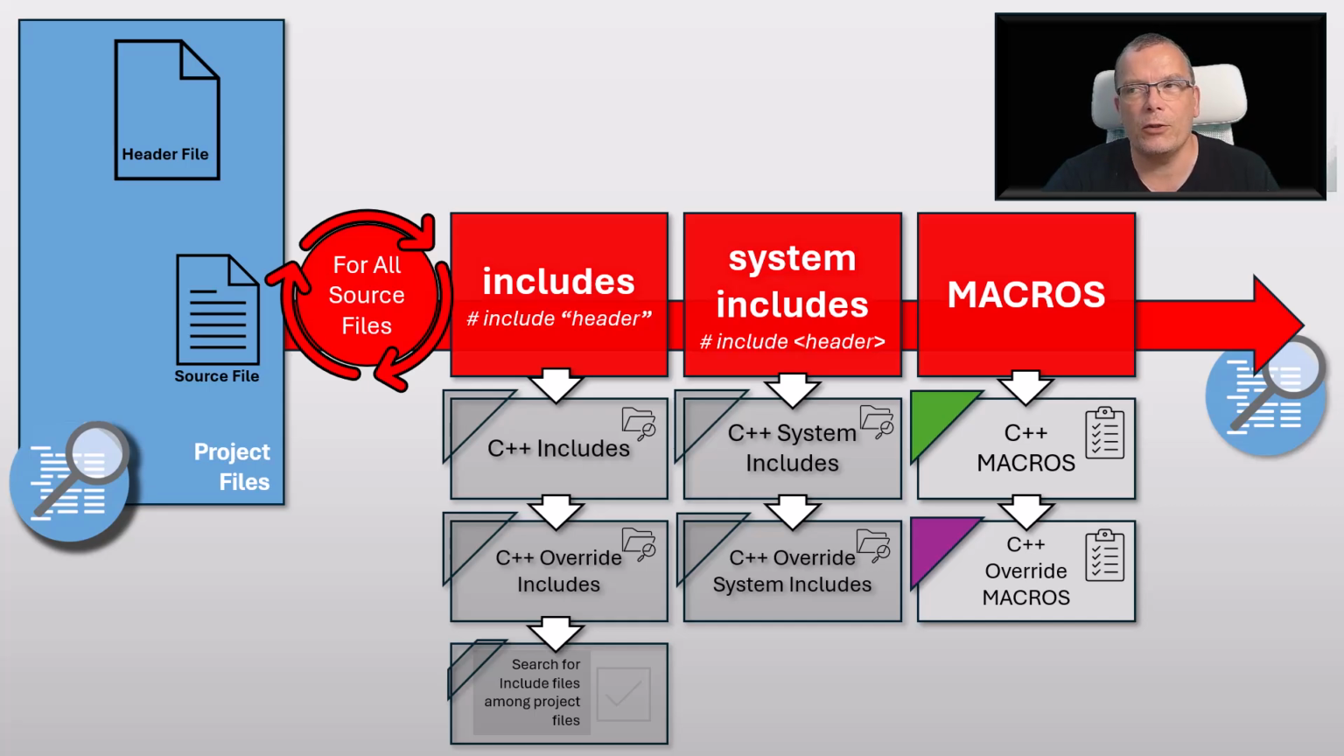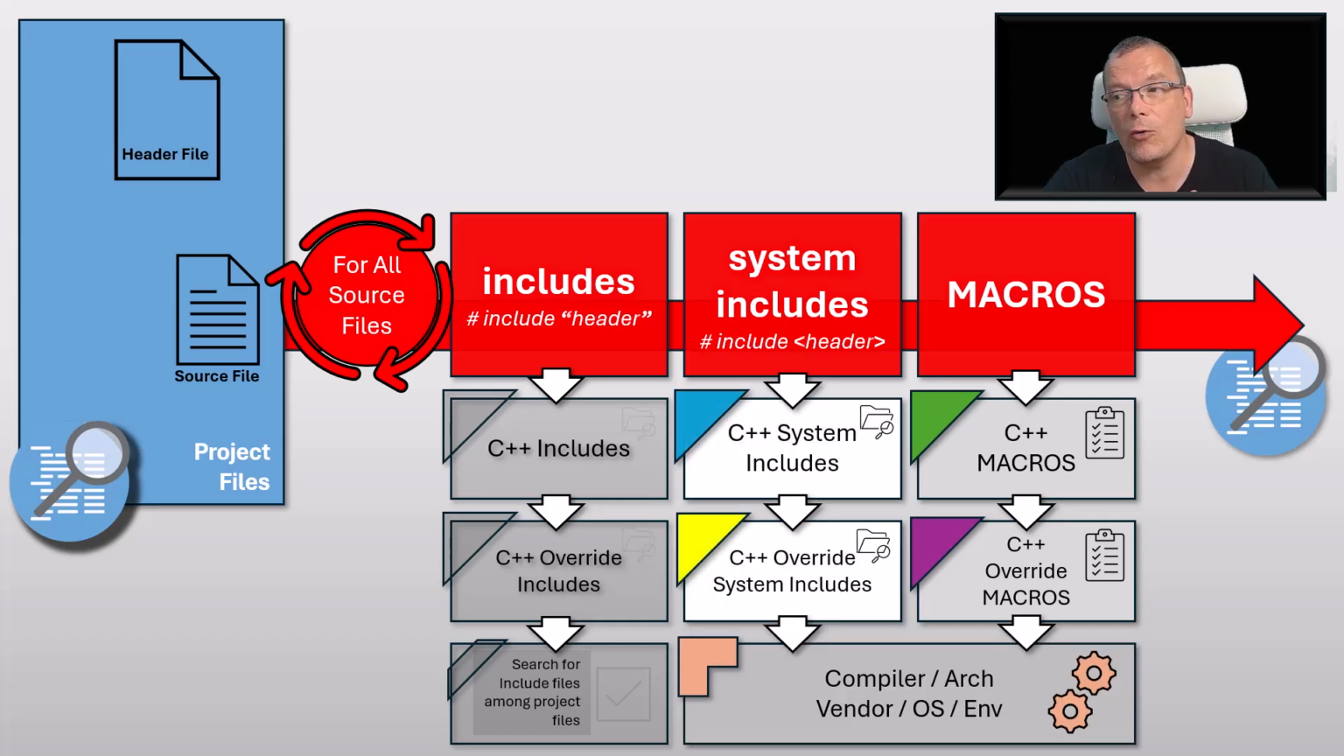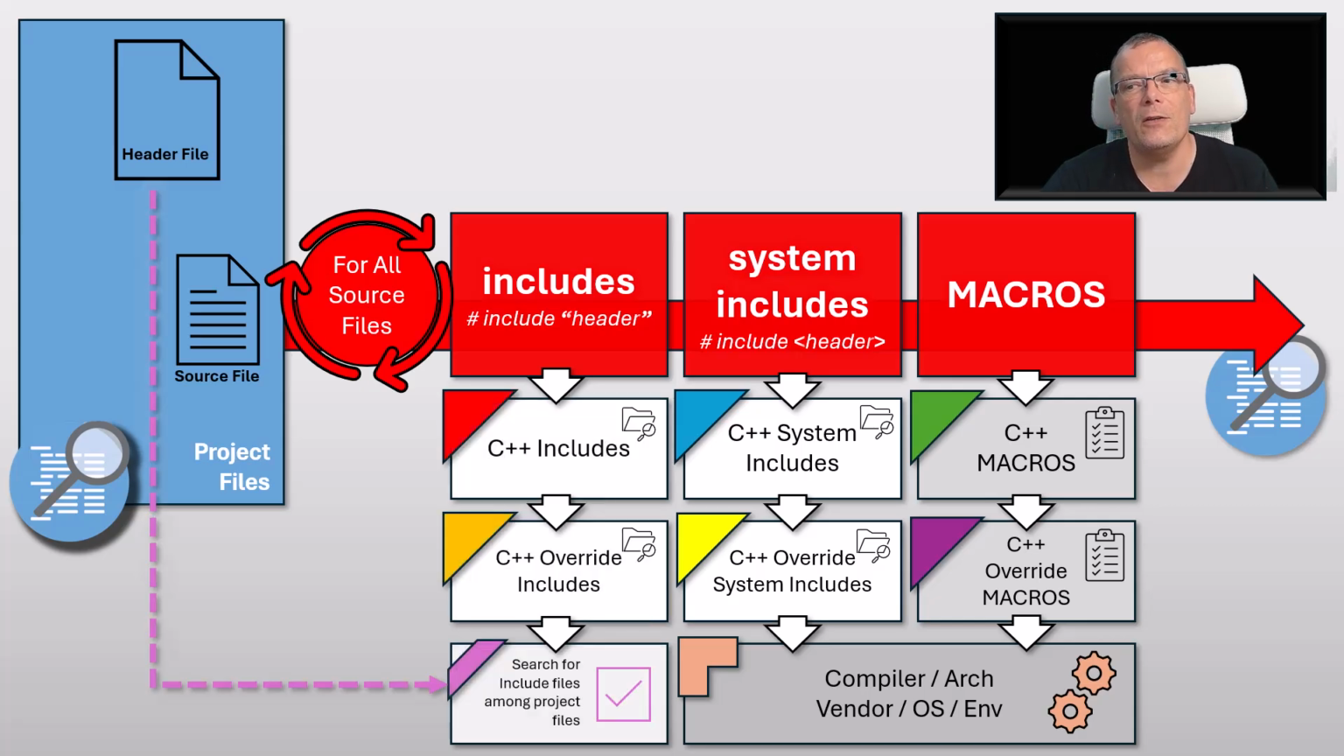Another thing that's going to affect the system include and the macros is which compiler, architecture and vendor you set in the GUI. We are not relying on the compiler, but if you set those options, this may set up some system includes and some macros that you don't see, but that are usually defined by your compiler. So this is how you can set up all the information about where to find includes, system includes, and macros in the system.